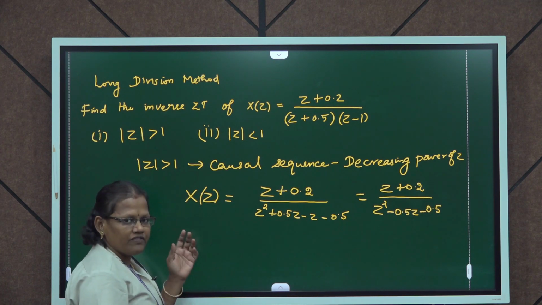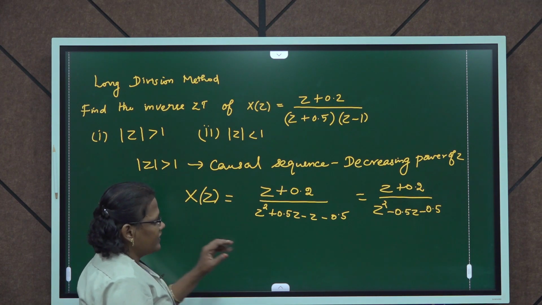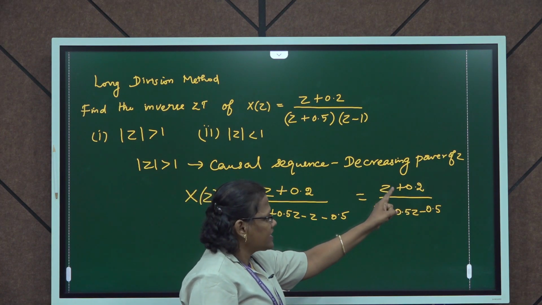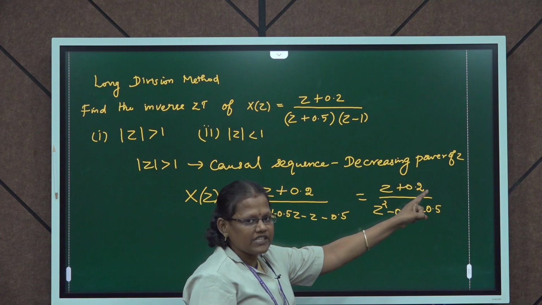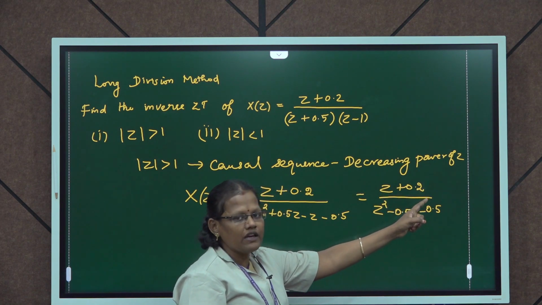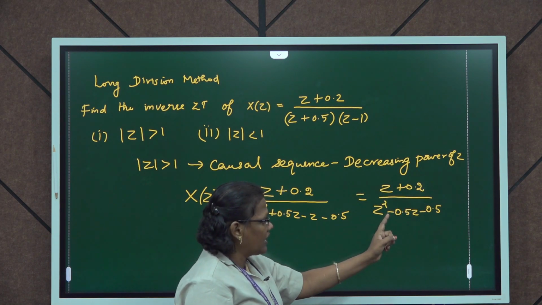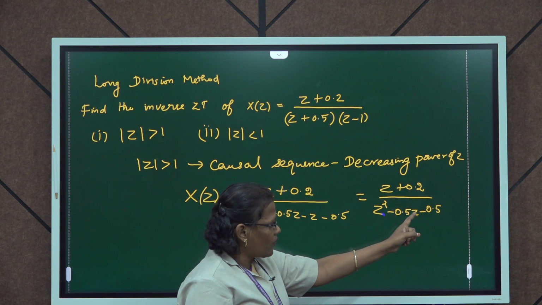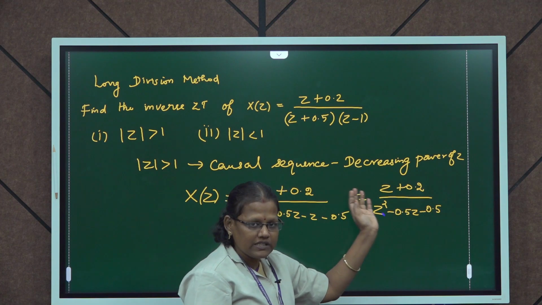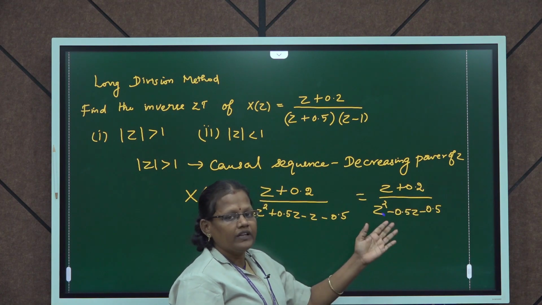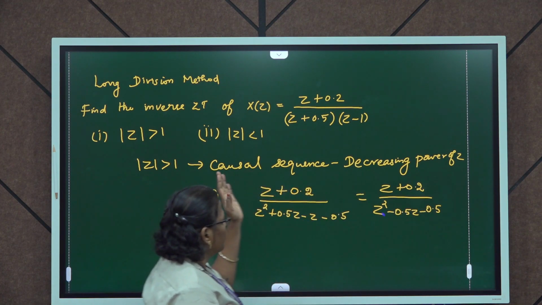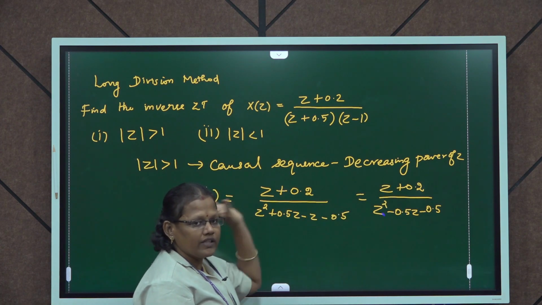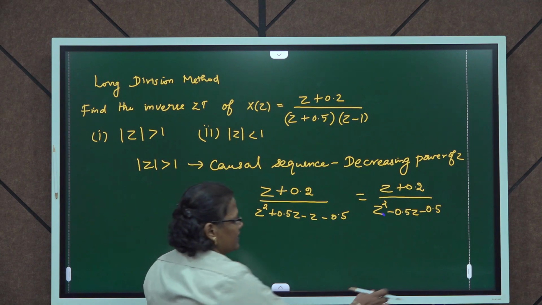Okay, this is X of z, and here you see the power of z is z power 1, here it is z power 0. So, it is the decreasing order of z. The same way in the denominator, z square, then z power 1 and z power 0, that means the z is in decreasing order. So, as such we can take this X of z to calculate by the long division method.